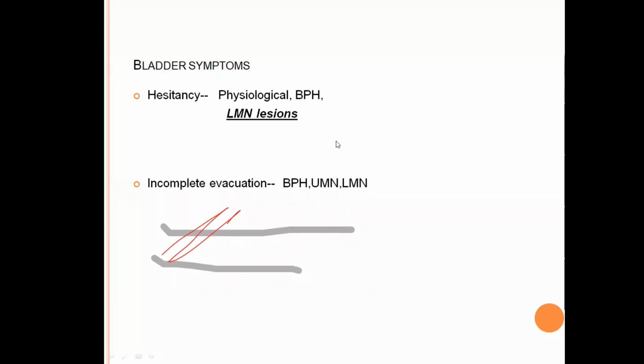So just think about the skeletal system, hypertonic and hypotonic, UMN and LMN. So you can derive the symptoms of UMN and LMN bladder.